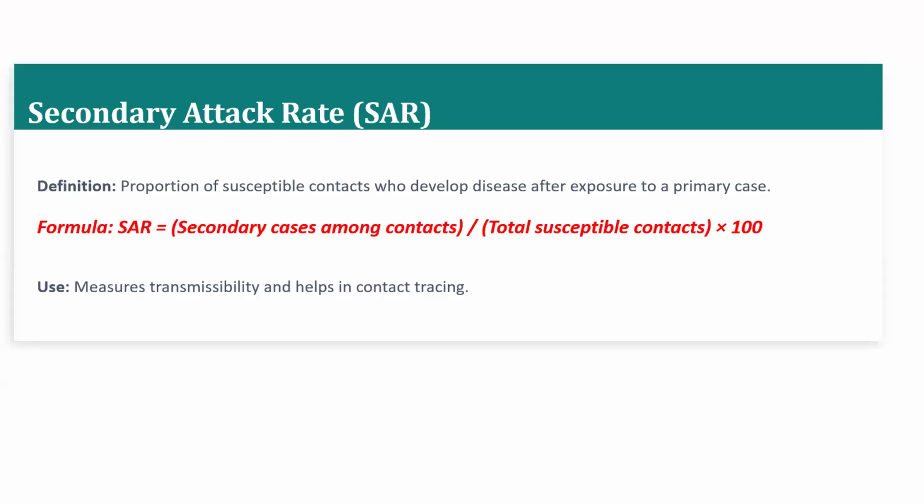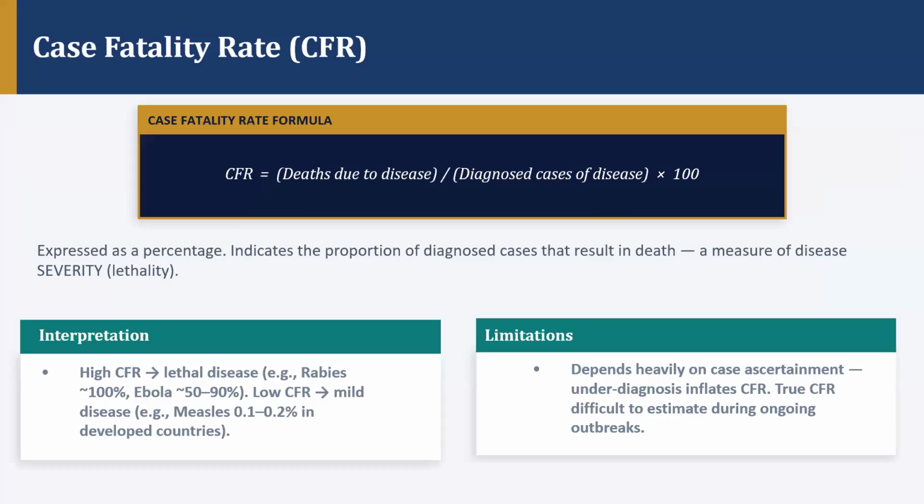Next is the secondary attack rate. It is the proportion of the susceptible contacts who develop disease after exposure to the primary case. The formula of secondary attack rate is secondary cases among contacts divided by the total susceptible contacts multiplied by 100. Uses of secondary attack rate are to measure transmissibility and help in contact tracing.